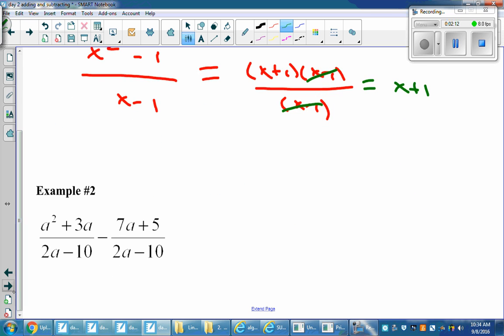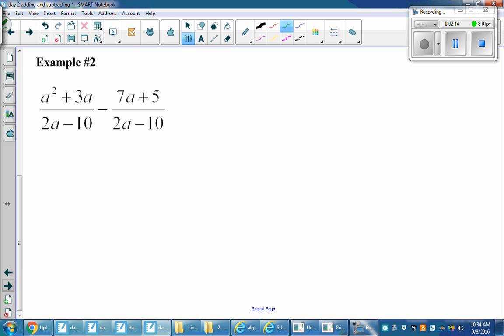My next example is pretty similar. The difference here is that there's subtraction. And there's one thing we have to be really careful of with subtraction, and that's to distribute this negative before we combine like terms. I'm going to take that negative and multiply it into both of those pieces.